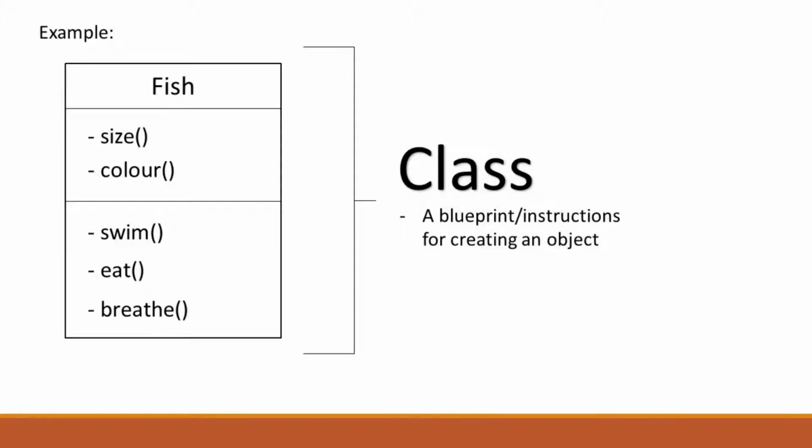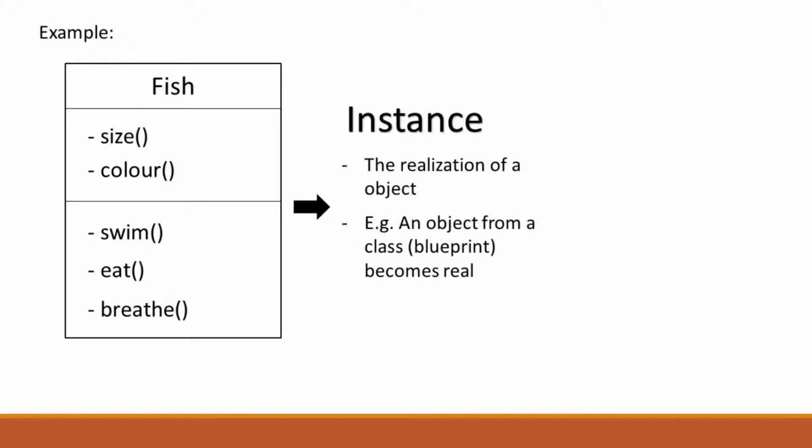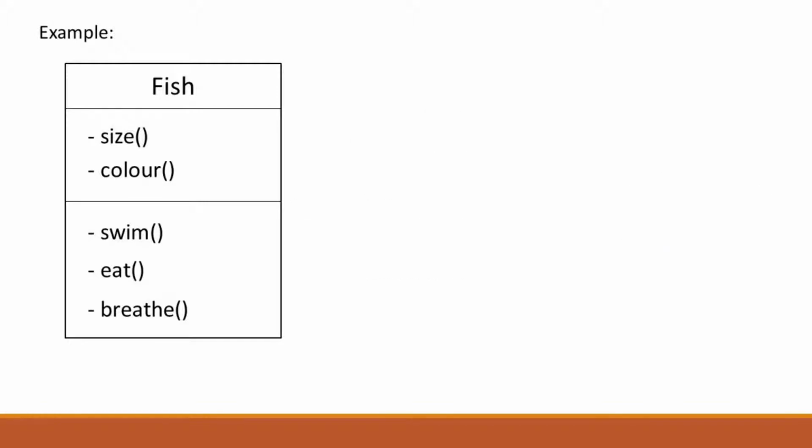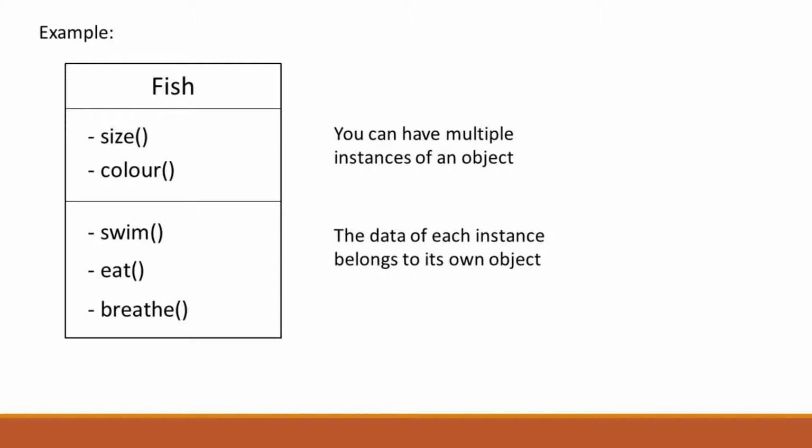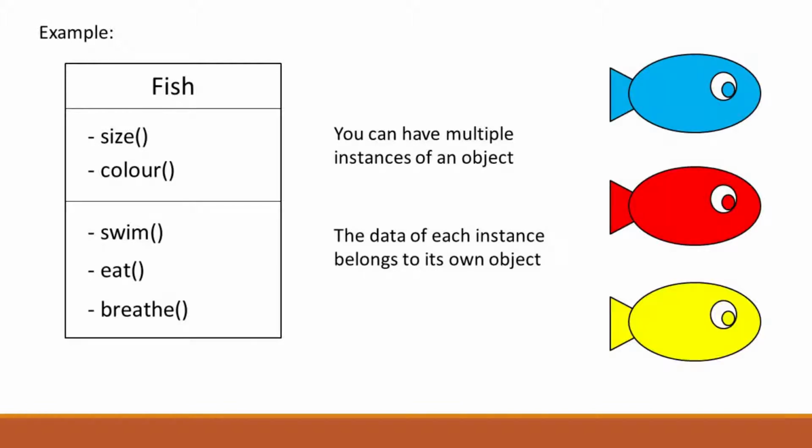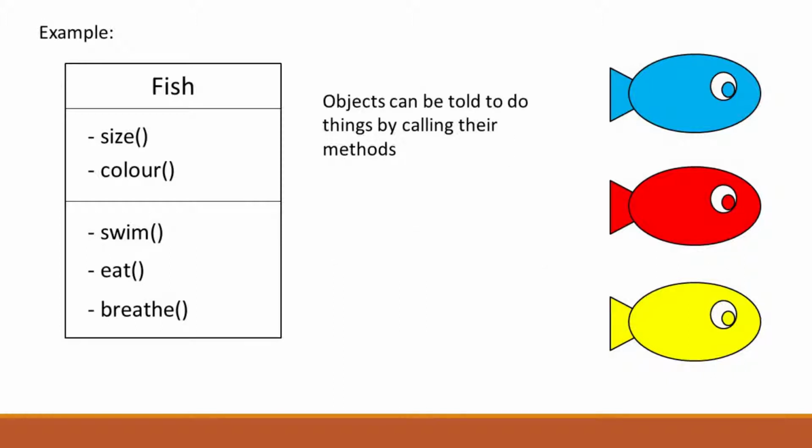To create the fish, you need to use the fish blueprint to create an instance of this blueprint to bring to life a fish object. You can use the class or blueprint to have multiple instances of a fish blueprint, each with its own independent data. You can have a blue fish object, a red fish object, and a yellow fish object. The methods of an object can be called so that the fish object can do things like swim or breathe.